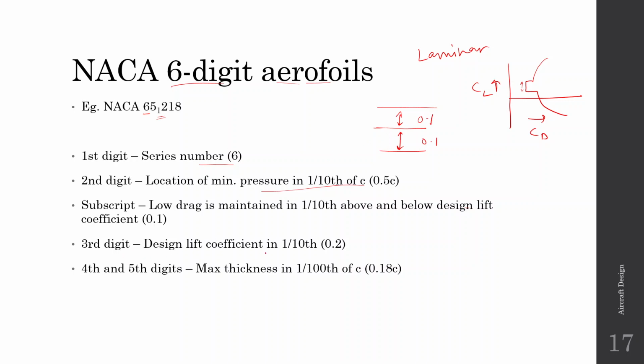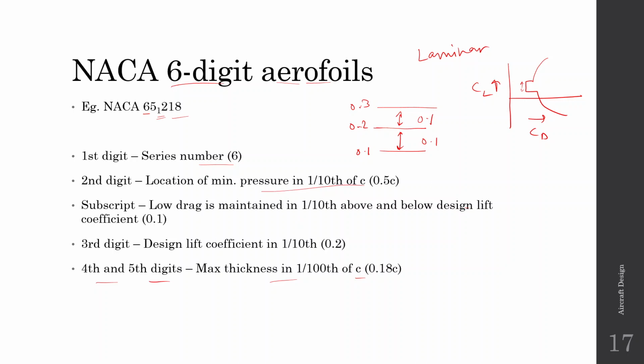The third digit is the design lift coefficient in 1/10th. The third digit is 2, so your design lift coefficient is 0.2. So these levels are 0.1 and 0.3. From 0.1 to 0.3 CL, drag is very low. The fourth and fifth digits are the maximum thickness in 1/100th of C, so the maximum thickness is 0.18.